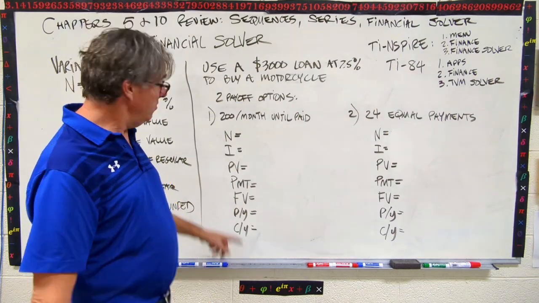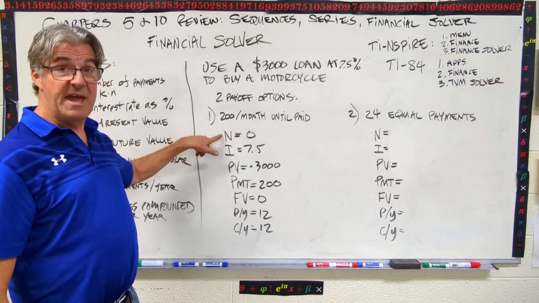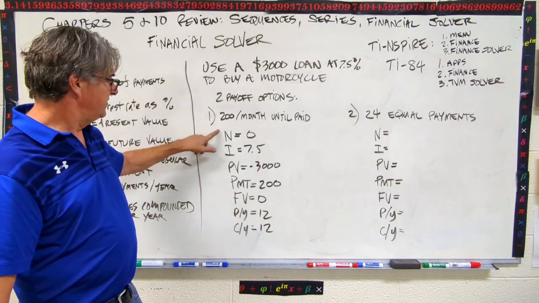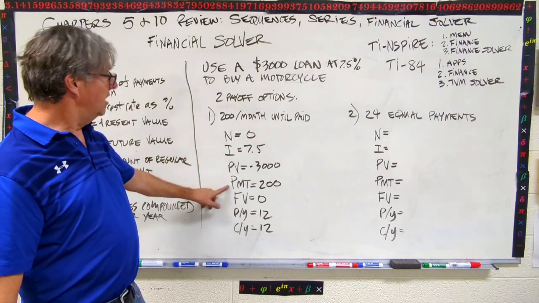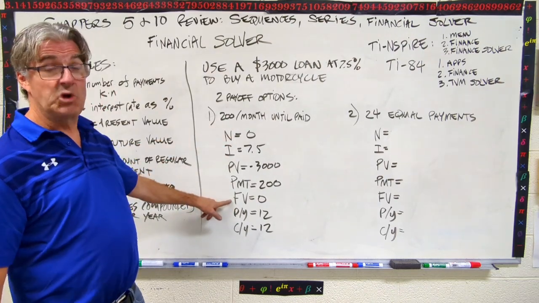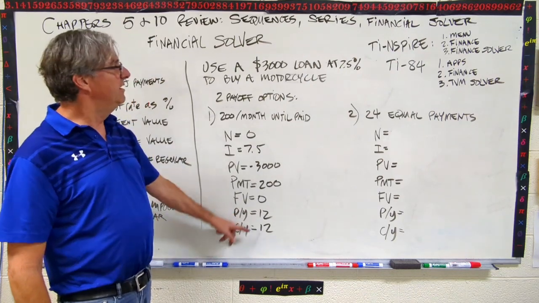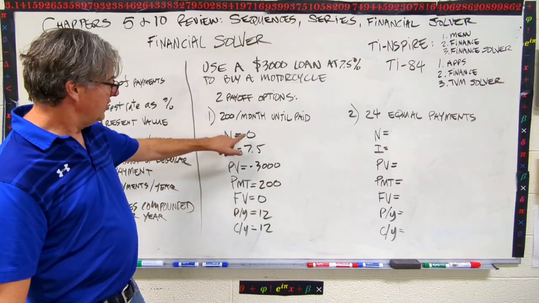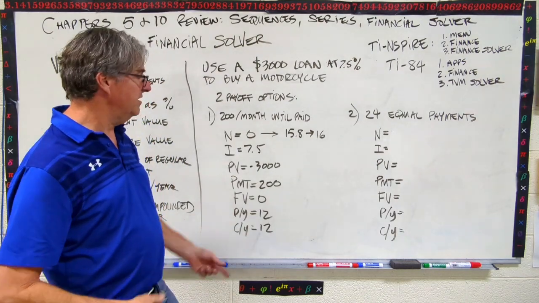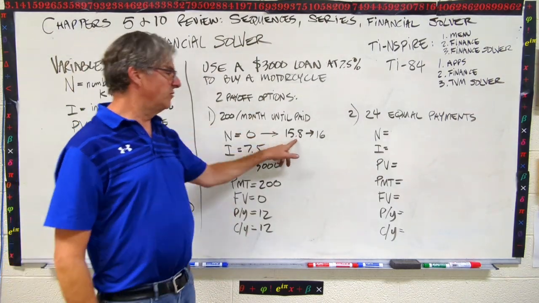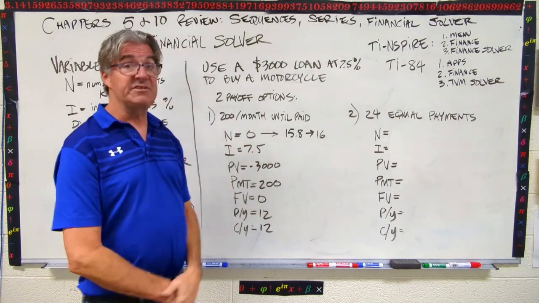What I want you to do is pause the video and populate these fields for this situation. We don't know the number of payments yet. That's what we need to find. So interest rate 7.5%, present value is minus 3,000. Our payment is $200 a month. Future value is going to be 0. Payments per year is 12, and compounding time per year is 12. So check this out. Put the cursor here for number of payments and press the solve or enter. Okay, when I put that in the calculator, I get 15.8 as my result. So really we're gonna have to make 16 payments. The last payment will be a little less, but we're gonna have to make a 16th payment.